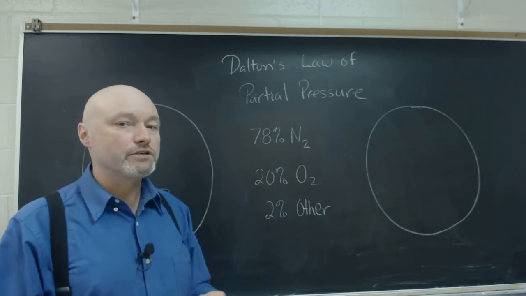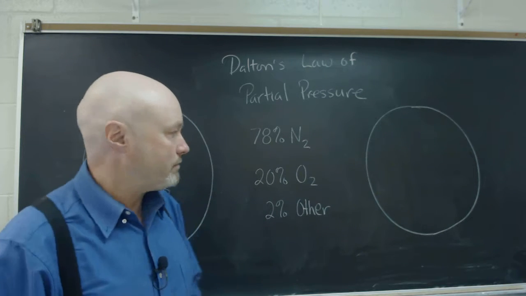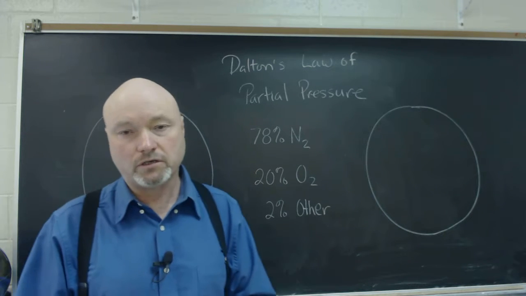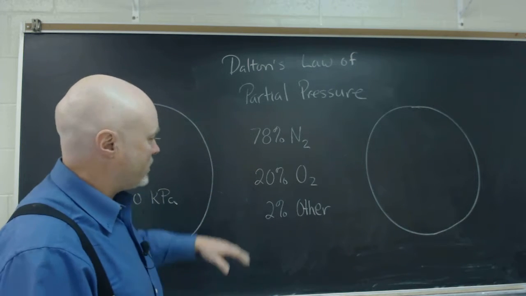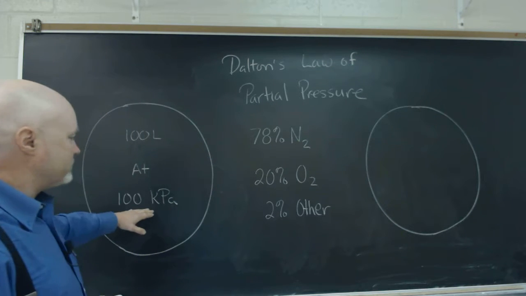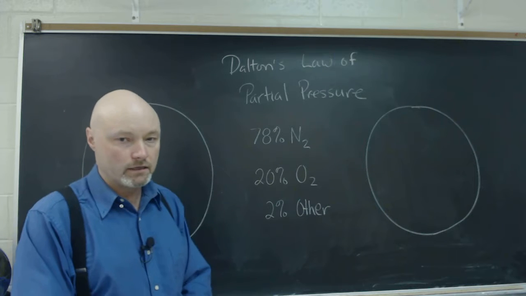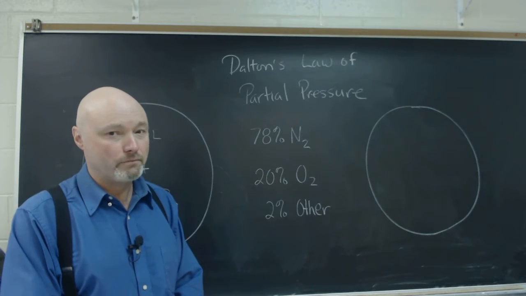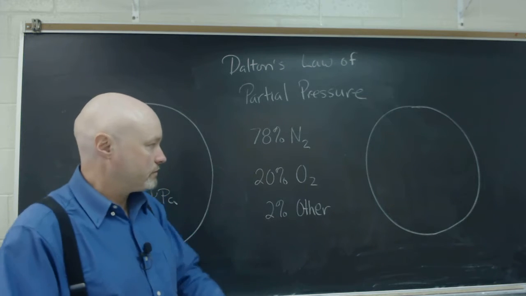Dalton's law of partial pressure basically divides up the quantity of air into the relative pressure of each gas. And so, if it's 78% nitrogen, how much of this pressure do you think is due to nitrogen? Pause, stop, and think.